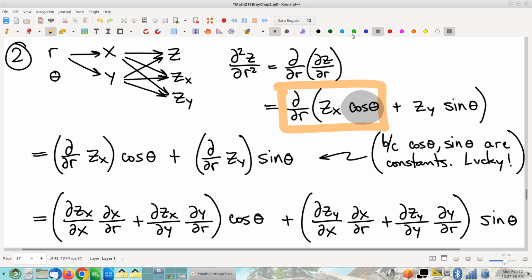Well, let's keep track of what we have. z_x is there. Apparently, I'm taking a partial with respect to r, which is there, which means, partial derivative means that the other input variable is constant. So theta is constant, and that means that cosine theta is constant. Everybody on board? Notice how handy the diagram is.